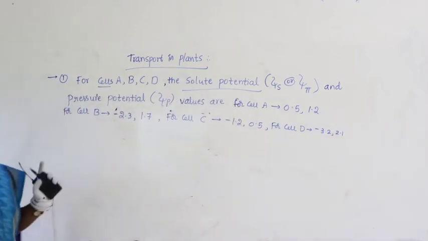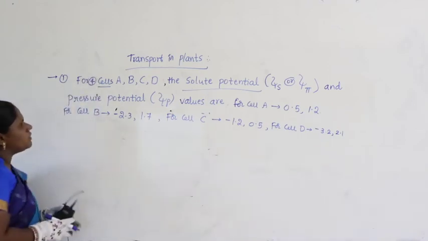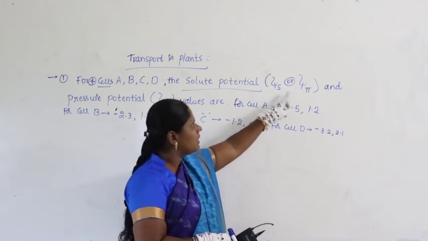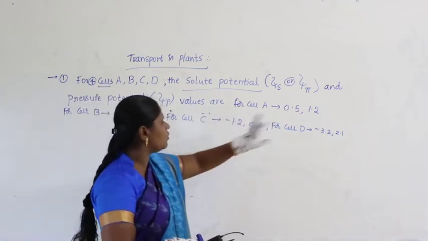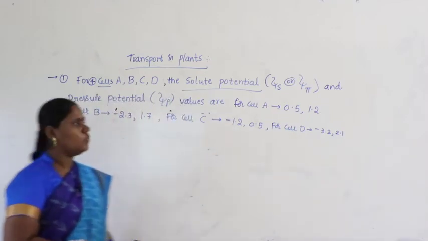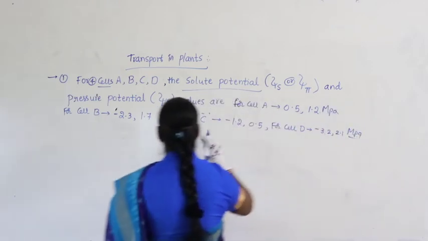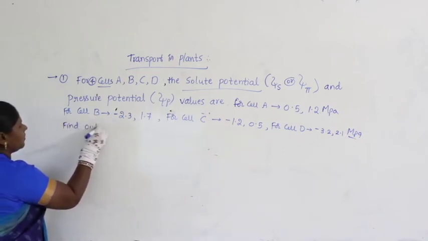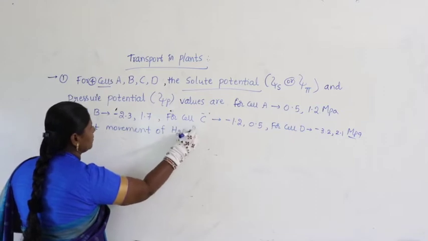Right. Then the numerical question is for 4 cells, we take into consideration 4 cells A, B, C, D. The solute potential, meaning psi s, they will give a value, sometimes psi pi, and the pressure potential values are for cell A these two, cell B these two values, cell C these 2 values, for cell D these 2 values. Of course all are given in megapascals. The unit for all this is megapascals. Then the question is: find out the movement of water or movement of solution.